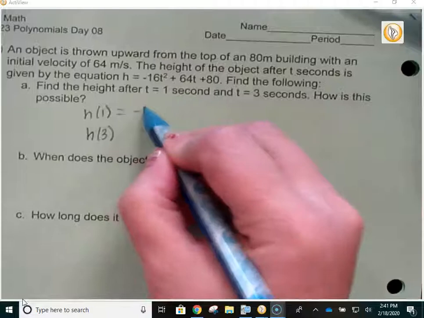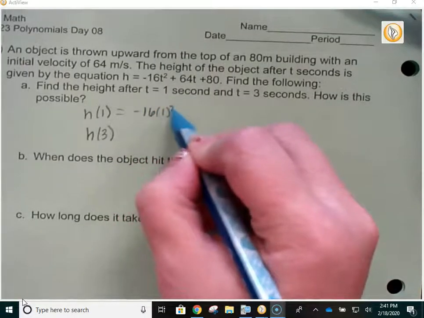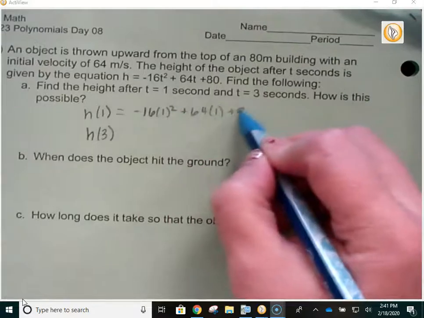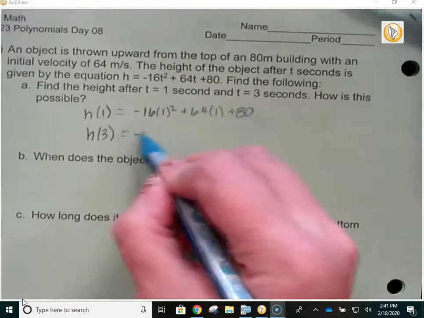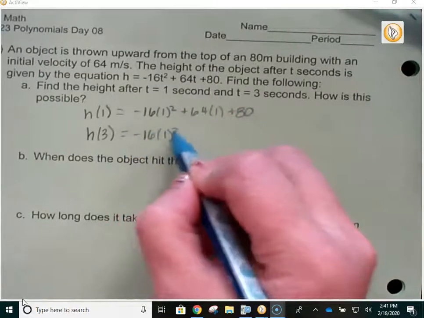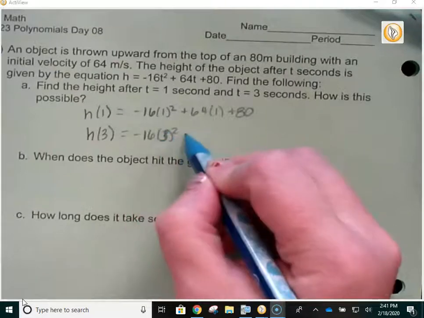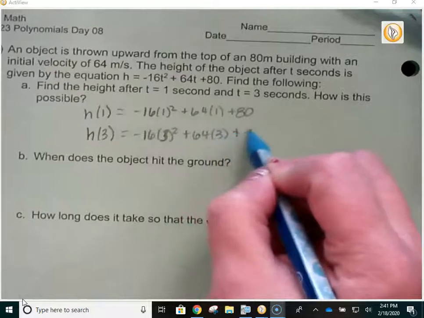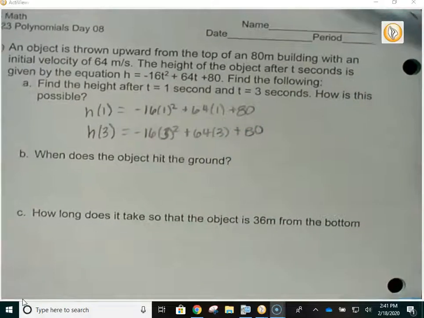So we've got negative 16 times 1 squared plus 64 times 1 plus 80. Negative 16 times 3 squared, plus 64 times 3, plus 80. Type those in your calculator and compare.